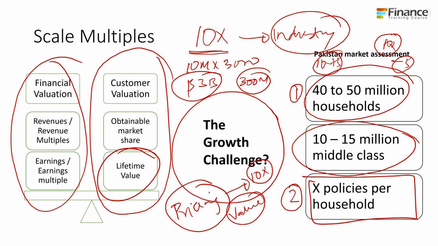And I'm saying to go from $300 million to $3 billion, you have to increase lifetime value. How do you increase that lifetime value? You increase that by selling more policies to every household. That's the path. And remember, we're still not building the model. We're not at the model stage. We're still just doing the groundwork that will help us build that model.